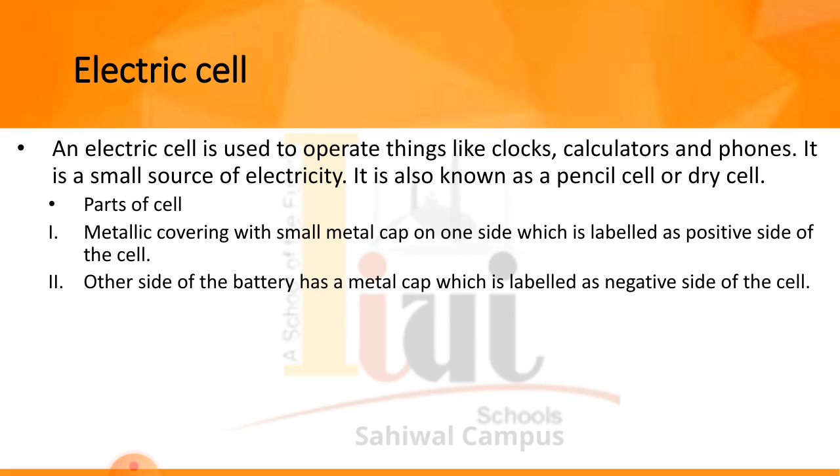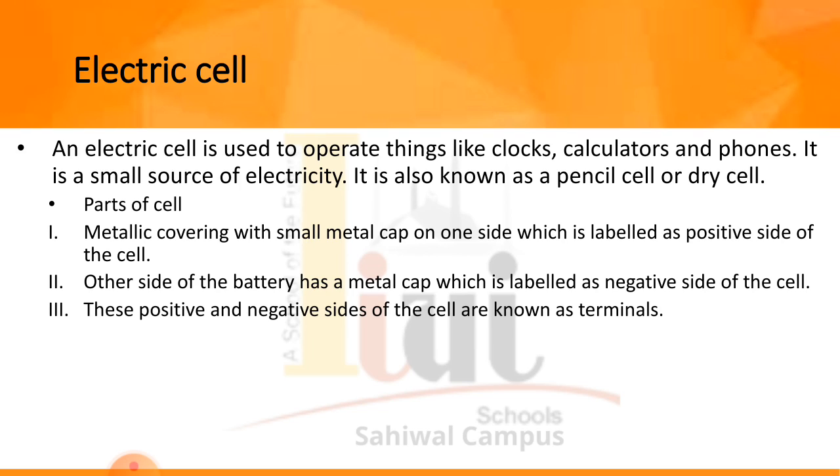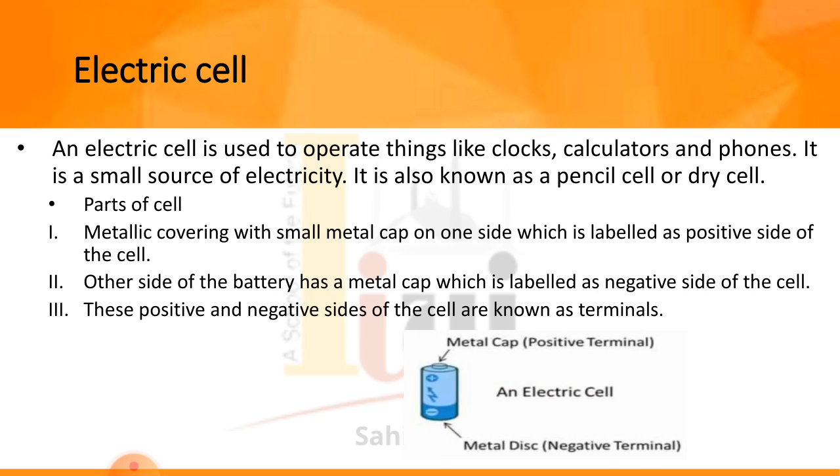The other side of the battery has a metal cap which is labeled as the negative side of the cell. So the metallic base is basically known as the negative side or the negative terminal of the cell or the battery. These positive and negative sides of the cells are known as terminals. Here you can have a picture of an electric cell having a metallic cap that is basically a positive terminal and a metallic disc that is the negative terminal.